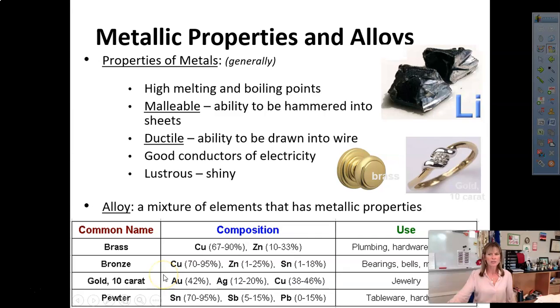Pewter is kind of a grayish color. Kind of looks almost like silver, but maybe a little more gray. It's made of tin, lead, and antimony.